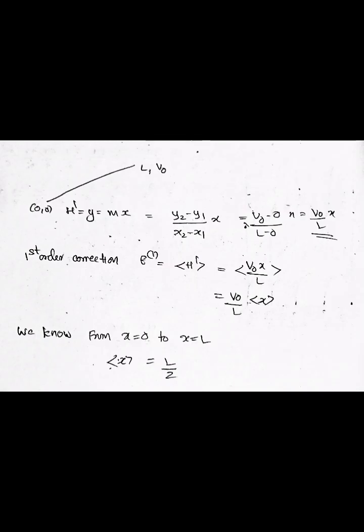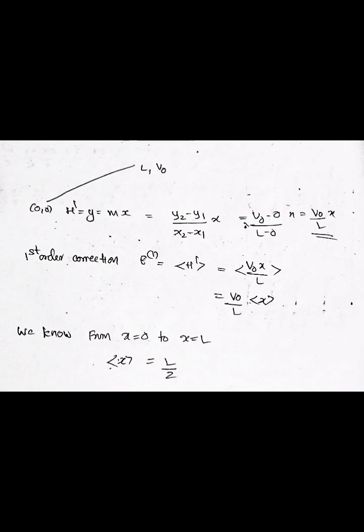So this is a straight line. So we need to consider the equation of the straight line, that is y is equal to m x, that is equal to (y2 minus y1) divided by (x2 minus x1) into x, and this is equal to (V0 minus 0) divided by (L minus 0) into x, and this is equal to V0 x by L. So the first order correction E1 is equal to the expectation value of H dash, that is equal to the expectation value of V0 x by L. This is equal to V0 by L into the expectation value of x.